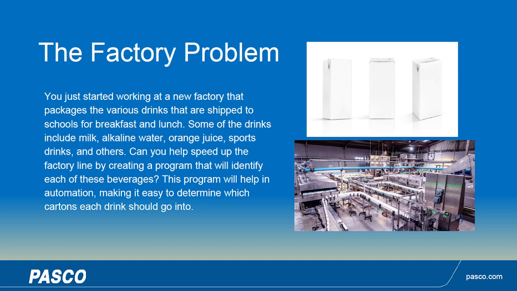After students have investigated pH levels and created a basic coding program, you can challenge them to solve a real-world problem. For example, you just started working in a new factory that packages the various drinks that are shipped to schools for breakfast and lunch. Some of the drinks include milk, alkaline water, orange juice, sports drinks, and others. Can you help speed up the factory line by creating a program that will identify each of these beverages? This program will help in automation, making it easy to determine which cartons each drink should go into.